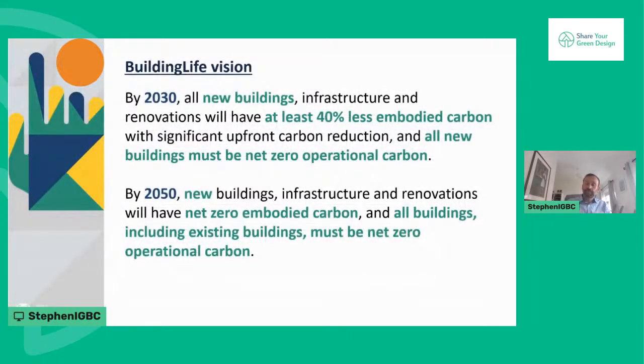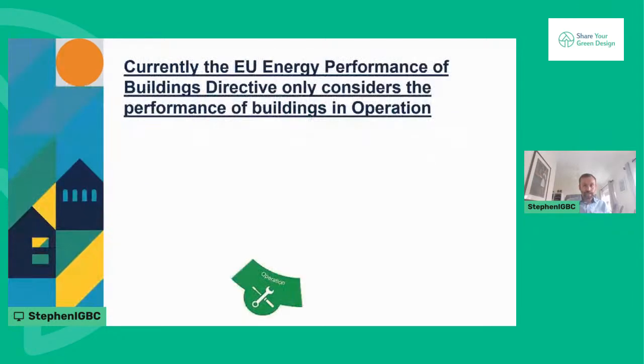So the aim of the Building Life project, or the main aim, is to reduce embodied carbon by 40% this decade and work towards zero embodied and operational by mid-century. Currently, the EPBD, which is the Energy Performance of Buildings Directive in Europe, only looks at the energy use of our buildings, the operational energy.